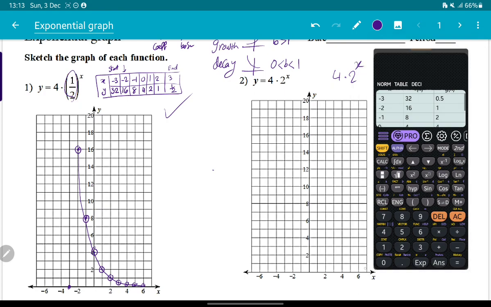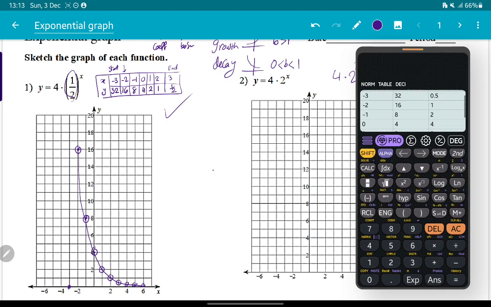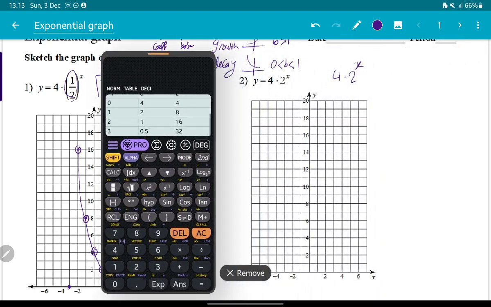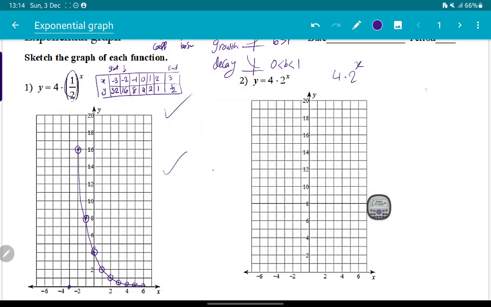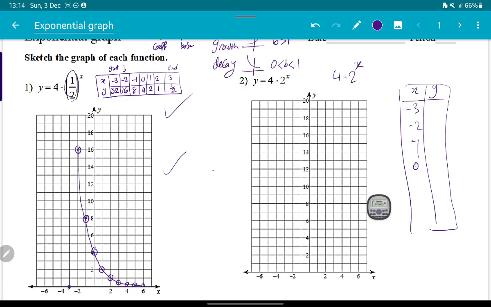Now you can see the difference between the two graphs: this is 32, 16, it's decreasing for this example, but it's increasing for this. Only in my calculator I can combine two functions, but in your calculator you will have only one function. So you can make the table vertically or horizontally. This is vertically. X and Y, -3, -2, -1, 0, 1, 2, 3. So this will be half, 1, 2, 4, 8, 16, and 32.